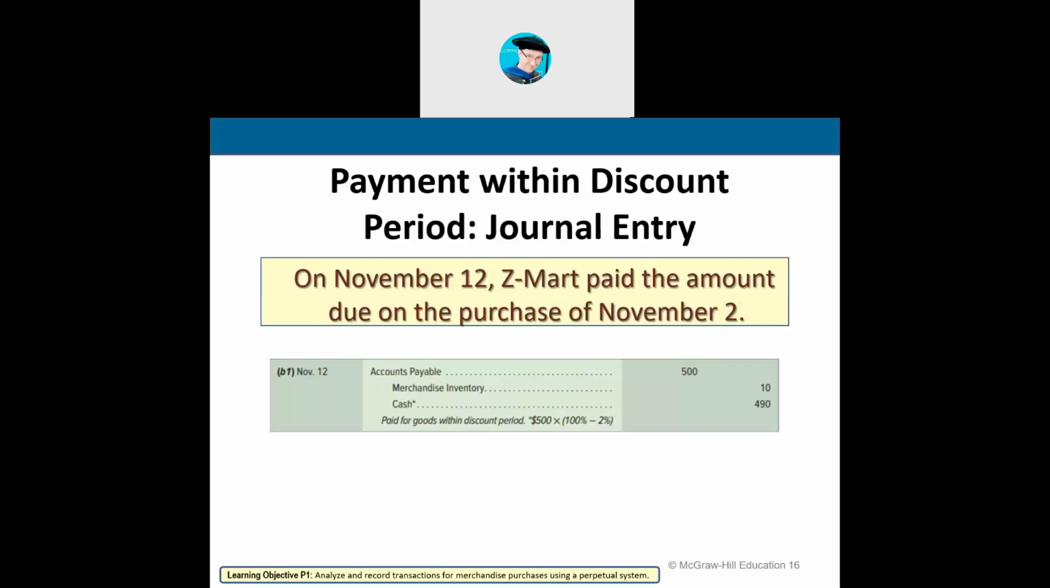So we debited accounts payable 500. We're going to credit merchandise inventory to reduce our inventory value by that discount amount, $10. And we're going to credit cash $490. The $490 represents what I'm actually paying using my discount. Make sense? Cool. So this is how all discounts on any merchandise or product are taken. Yep, you're right. It's the exact same process for any discount. Great question.